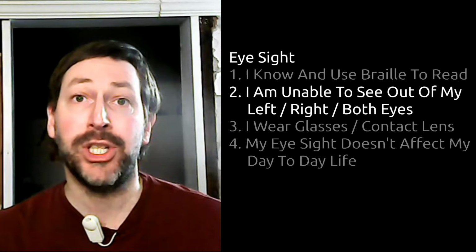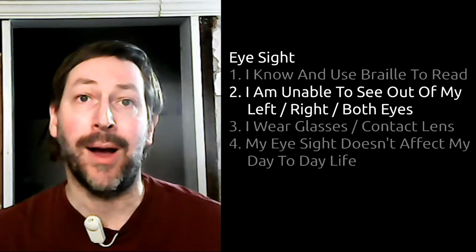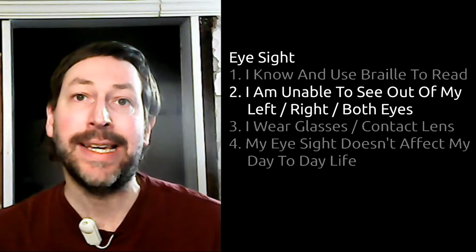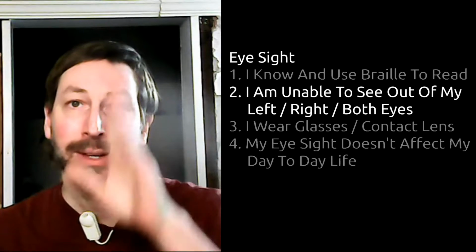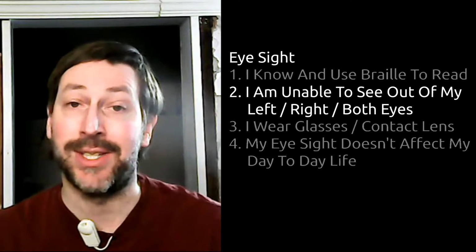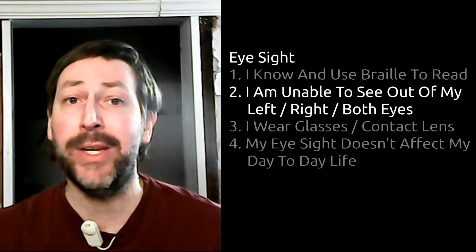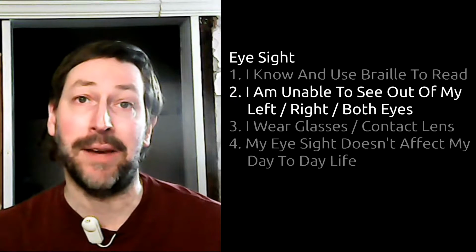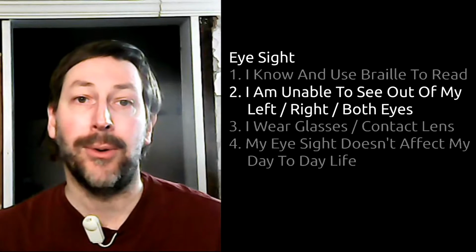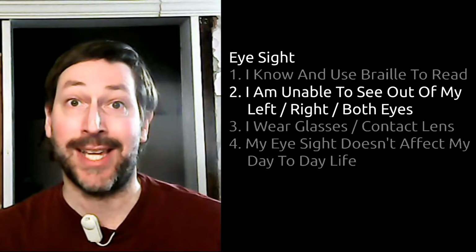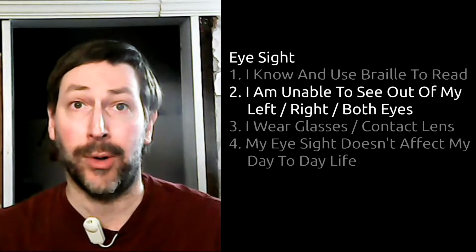Maybe your vision is poor in one of your eyes, or you only have vision in some of your eye, such as the peripheral vision, from here over is gone. So maybe your statement reads, I'm able to see out of my left or right or both eyes, but only such as a half or a quarter.